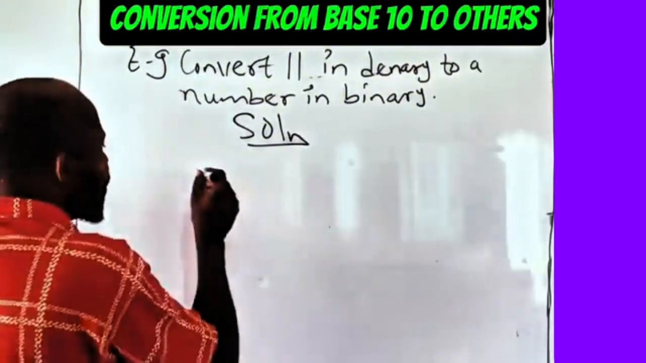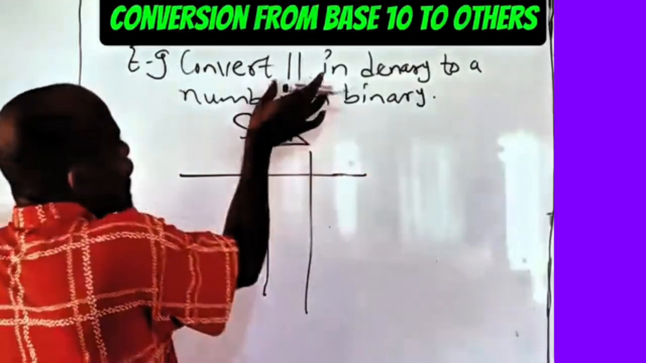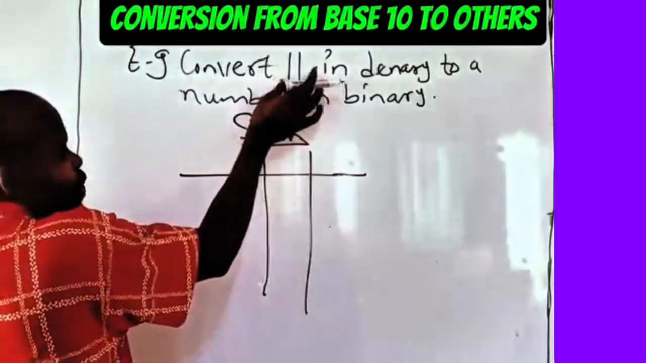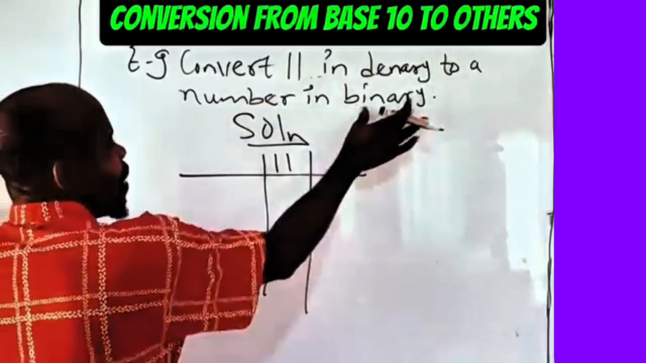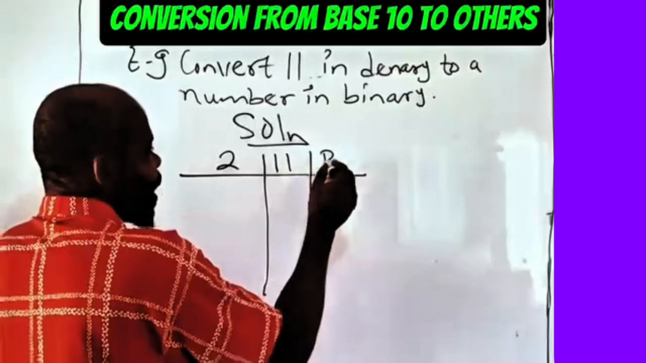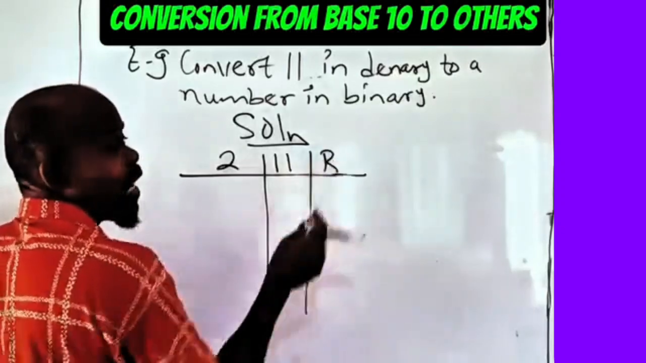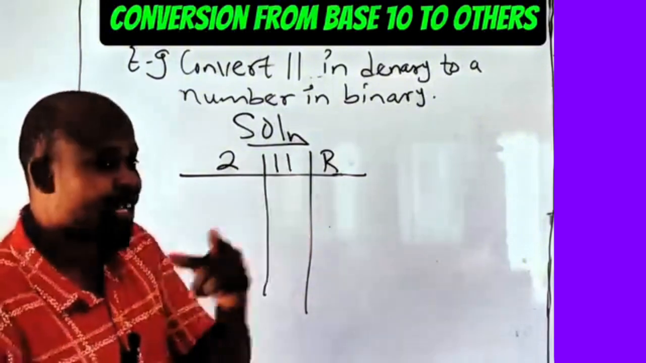You just draw a line like this. The number you want to convert, that 11, goes here. The base you are converting to, base 2, goes in front. The remainder goes whenever you are doing division, so we put R. So how do we go about this? This is how we go about it.